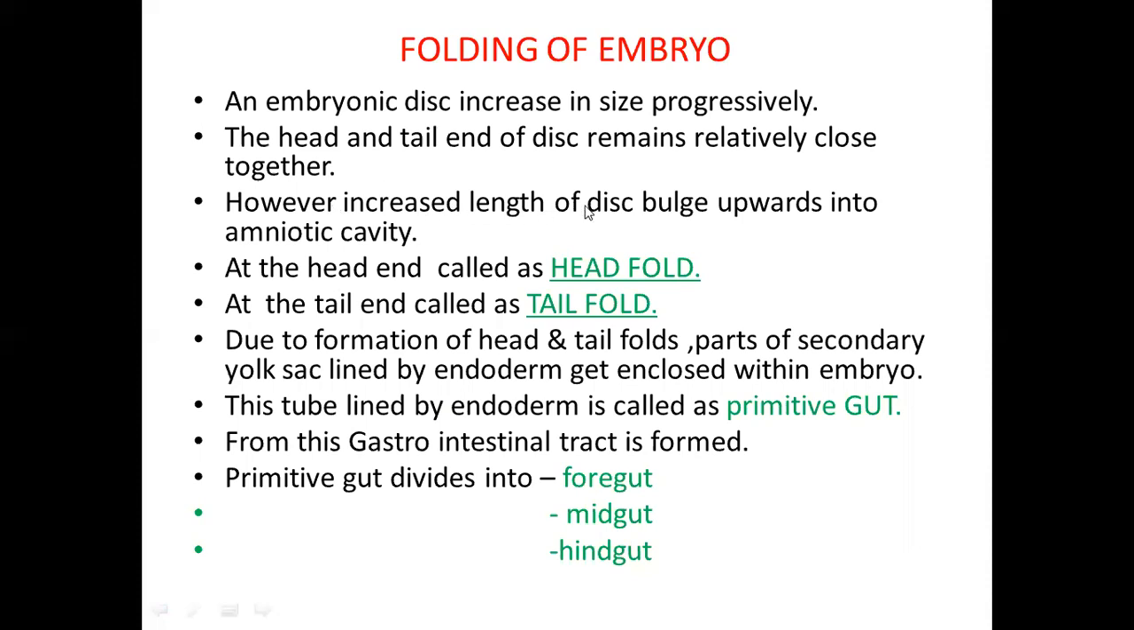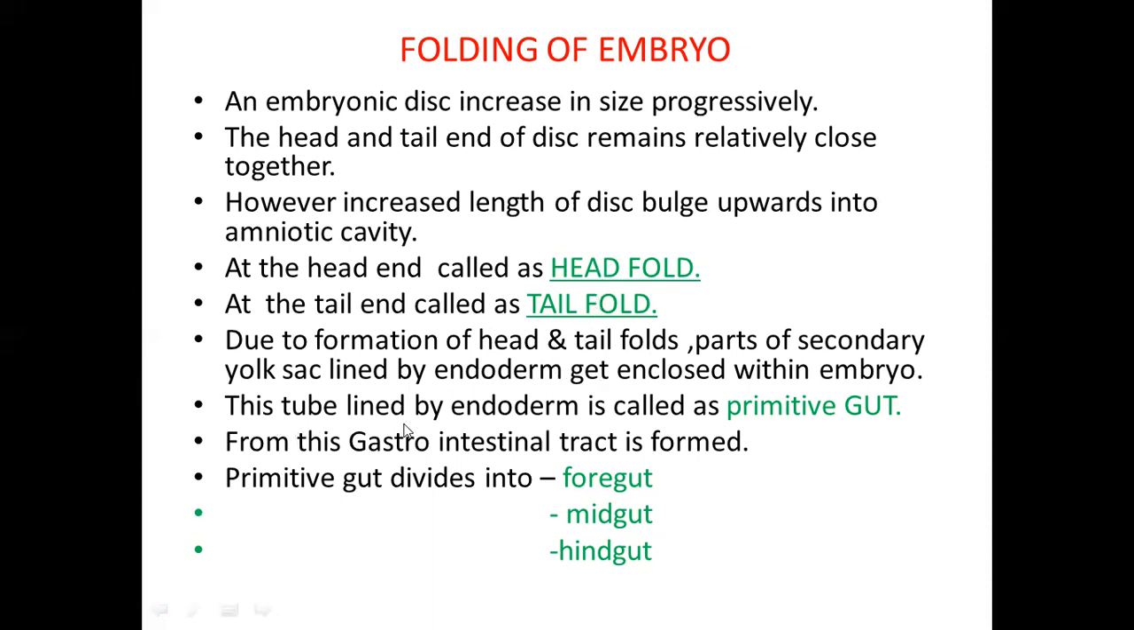However, the increased length of the disc bulges upward into the amniotic cavity. At the head end, this is called the head fold. At the tail end, this is called the tail fold. We'll see all this with the help of a diagram in the next slide. Due to the formation of head and tail folds, parts of the secondary yolk sac lined by endoderm get enclosed within the embryo. So this is a change due to the head fold and tail fold.